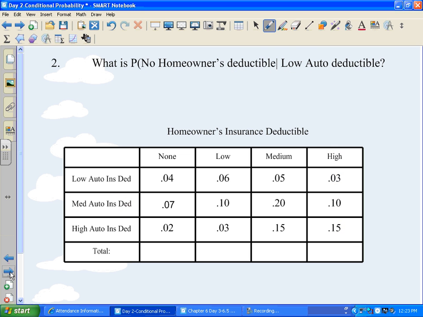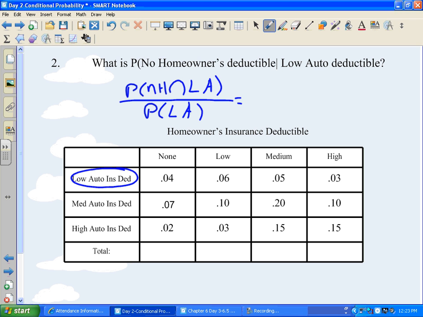All right, next up. Probability no homeowners deductible, given that you have low auto deductible. Some of you guys are starting to see that patterning right now. Up top is going to be no homeowners and low auto, divided by low auto. No homeowners and low auto. Low auto and no homeowners. So that should be 0.04 up top, divided by the probability that they have low auto.